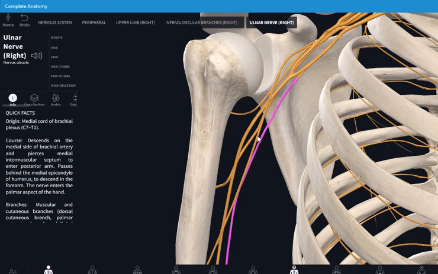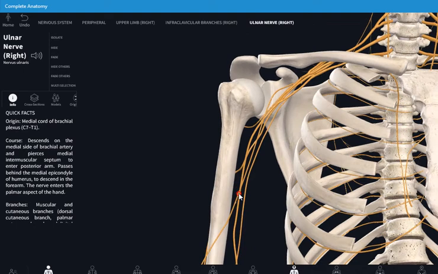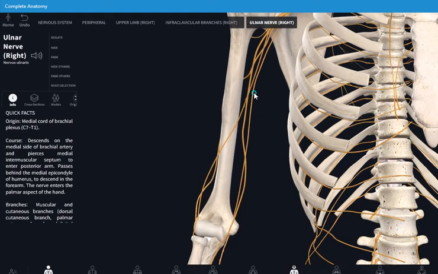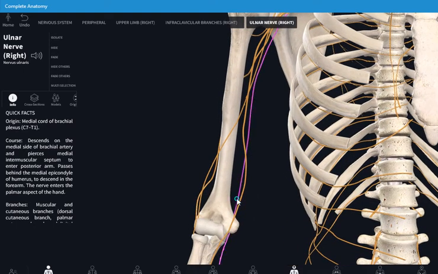The ulnar nerve supplies some of the muscles in the forearm, in the anterior compartment, and that muscle is called the flexor carpi ulnaris. It also supplies most of the muscles of the hand. The sensory supply of the ulnar nerve is to the lateral two fingers and the palmar aspect of the hand, and we are going to visualize the lateral aspect. So going down, we have this ulnar nerve here.